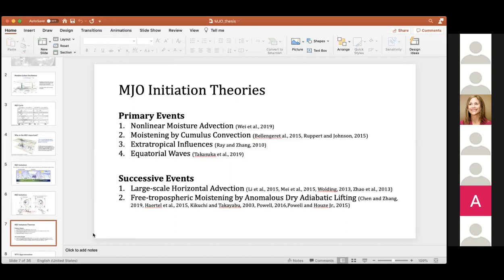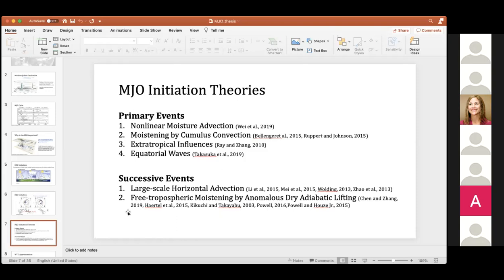The first one is the large-scale horizontal advection hypothesis. And this is just explaining how prior to initiation, we generally see a pre-moistening signal in the Indian Ocean, which is caused by the horizontal advection of moisture from the maritime continent going westward into the Indian Ocean.